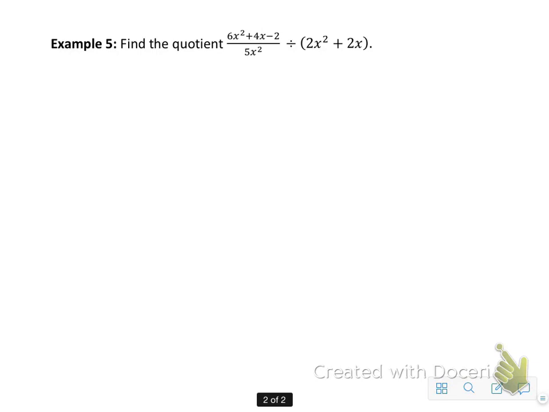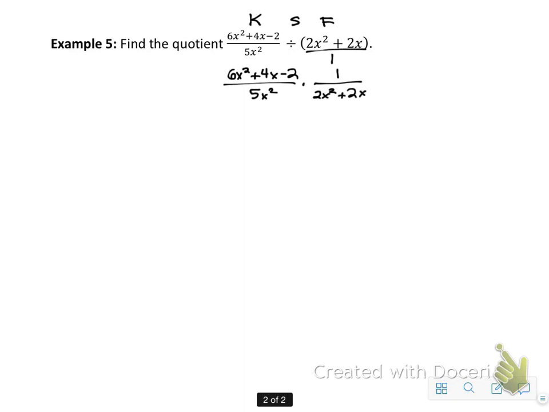So we're going to factor, okay? But before we factor, we have to do the keep, switch, flip, because that's the division. So we have keep, switch, flip. So we keep 6x squared plus 4x minus 2 over 5x squared. Now, this is the same as 2x squared plus 2x over 1, so we're going to have 1 over 2x squared plus 2x. And then we start factoring.